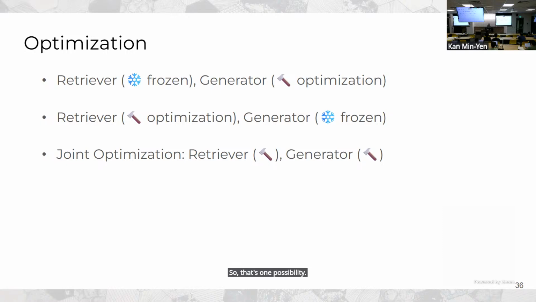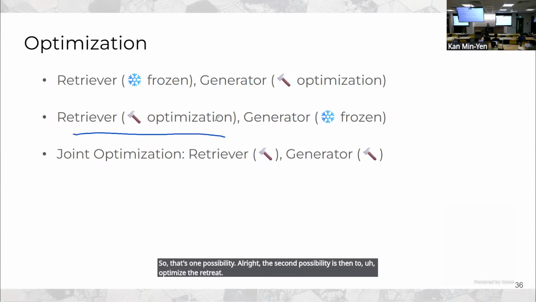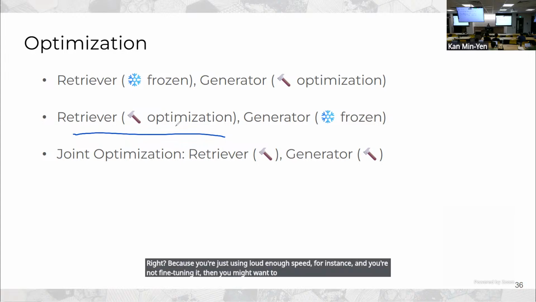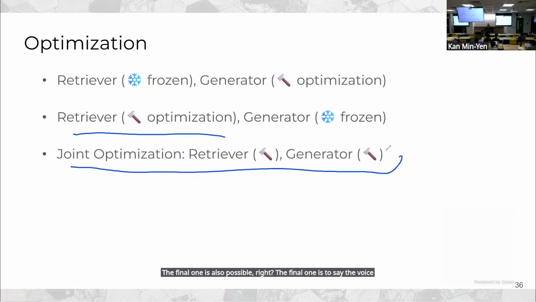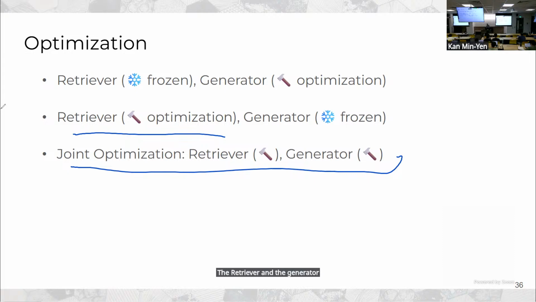The second possibility is then to optimize the retrieval. If you don't have access to changing the language model, because you're just using Llama 3, for instance, and you're not fine-tuning it, then you might want to play around with the retriever. The final one is also possible, right? The final one is to say we're going to do joint optimization of both the retriever and the generator at once, right?